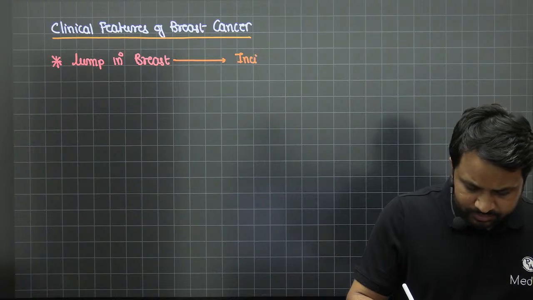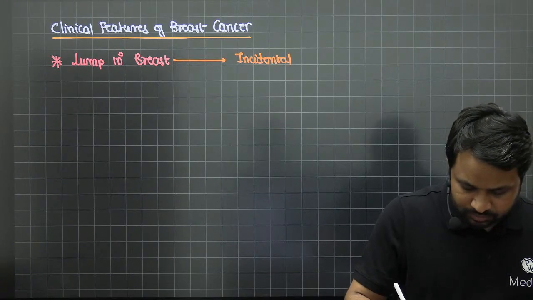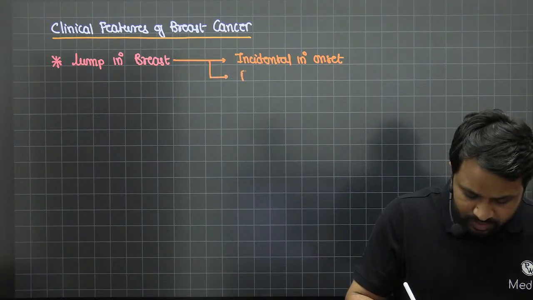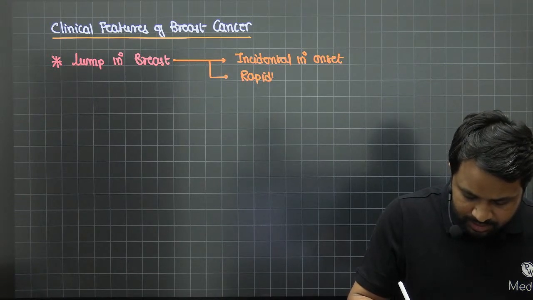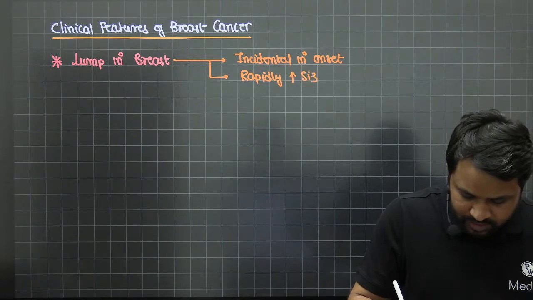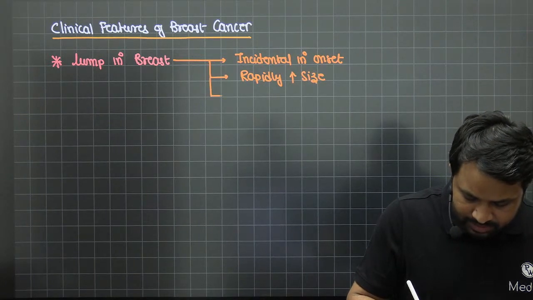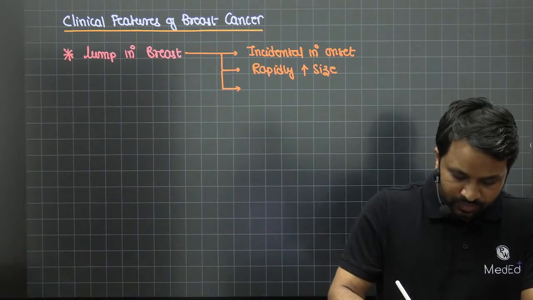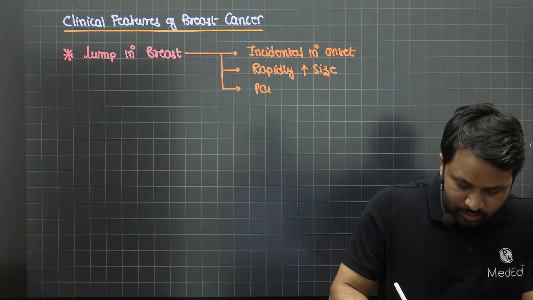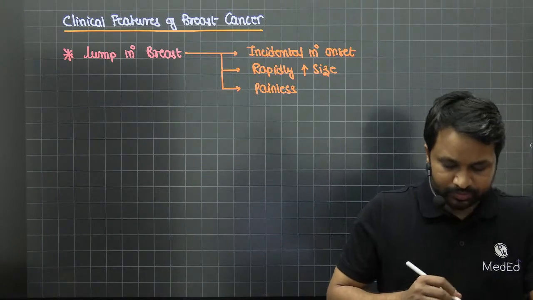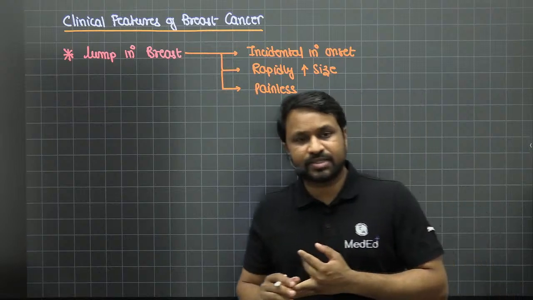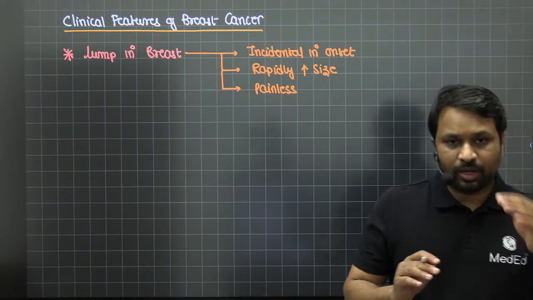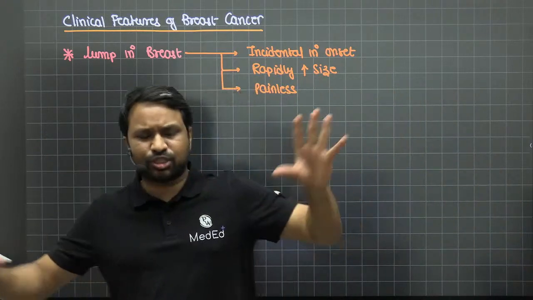incidental in onset. It would be rapidly increasing in size. This is usually a painless lump. So incidental in onset, rapid increase in size, and it is going to remain painless is the initial presentation of the patient, right? Apart from that, the majority of them do not have much of a presentation. This is what they have.